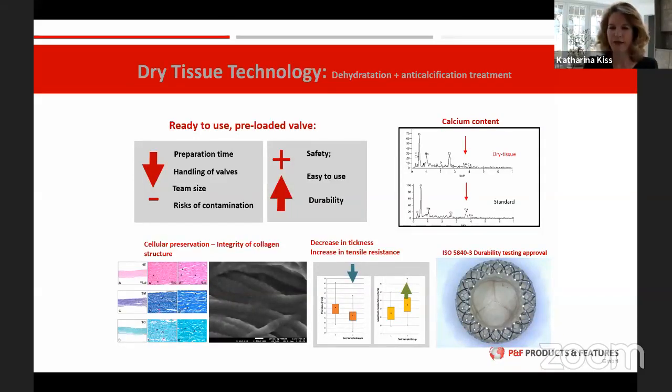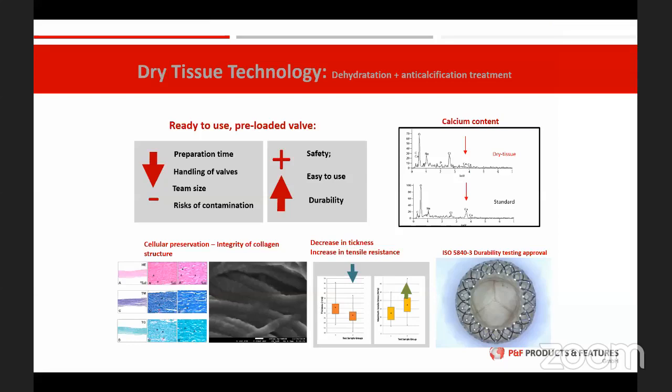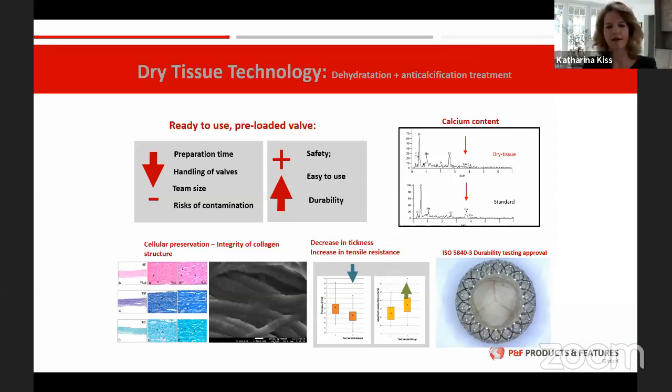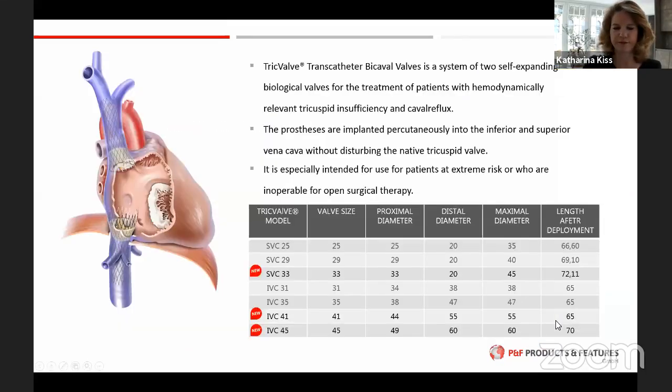In the preclinical testing, we could show that the calcium content is reduced, that the integrity of the collagen structure is preserved, and that we have a decrease in thickness and an increase in tensile resistance. And all of this has been shown during testing approval.